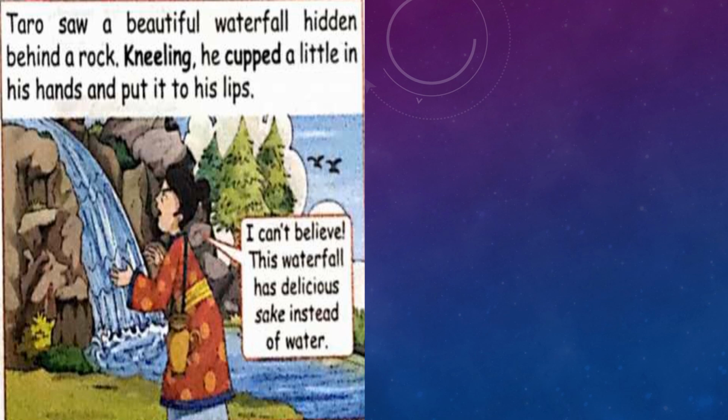So what happened? Taro saw a beautiful waterfall. Okay, so as the sound of rushing water was coming to him, the sound was from a waterfall. Okay, it was a very beautiful waterfall hidden behind a rock. From behind the rocks the water was coming. Kneeling means to bend down on the knees. When we bend down on our knees, that is called kneeling. So he just kneeled down, bent down on his knees.